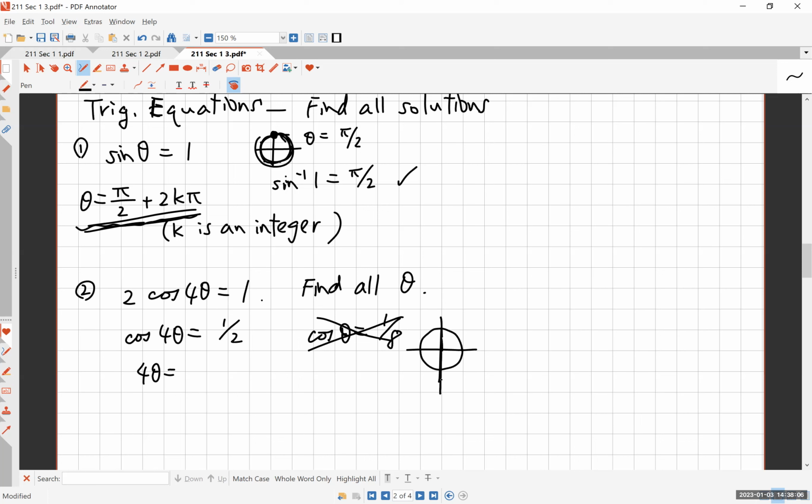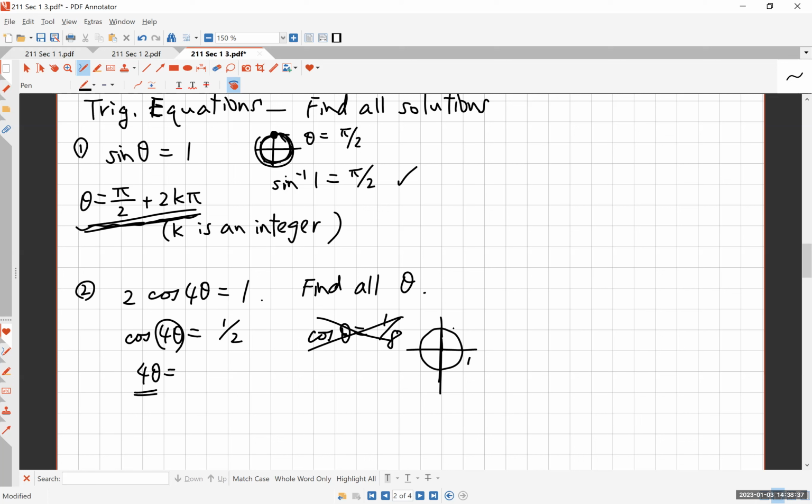Anytime you try to solve a trig equation, I highly, highly recommend, and if I could, I would require you, to think of the unit circle and pinpoint the answers in terms of the points on the unit circle. Where on this unit circle is a cosine of 1/2? Forget the fact that this is 4 theta. Just think of this as some angle. Cosine of something is equal to 1/2. Which point or points are we talking about?